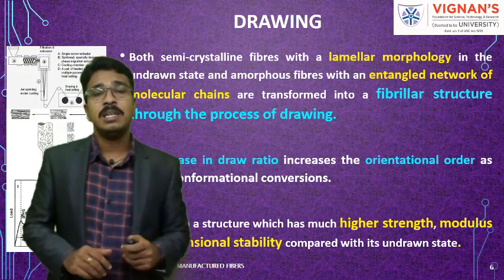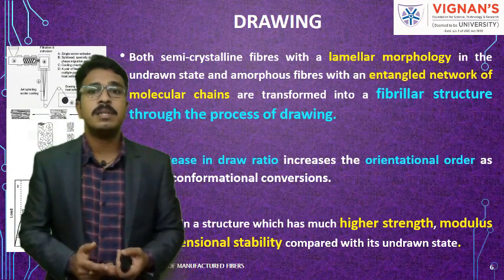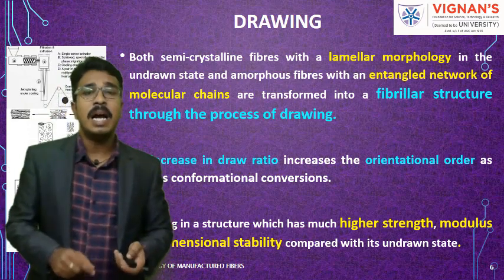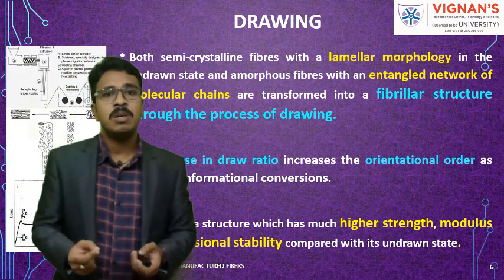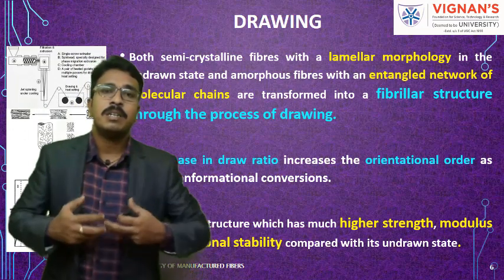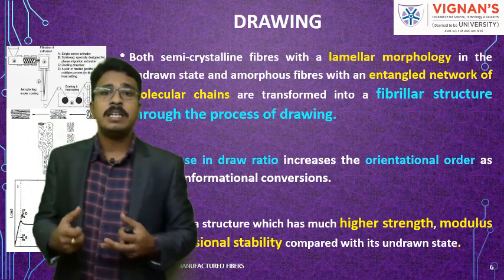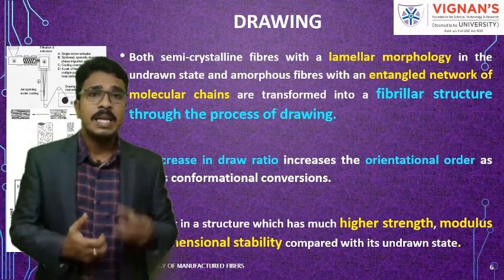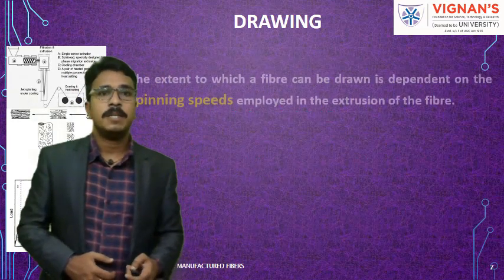So this results in a structure which has much higher strength and modulus, that is, modulus in the sense of stiffness, and dimensional stability compared to its undrawn state. So once the drawing is completed, and you are getting your expected orientation levels, the final filament attains higher strength and modulus, and dimensionally it is more stable than the undrawn state of the filament.